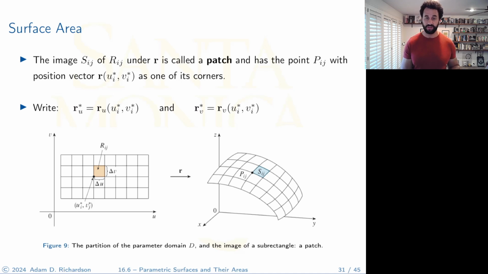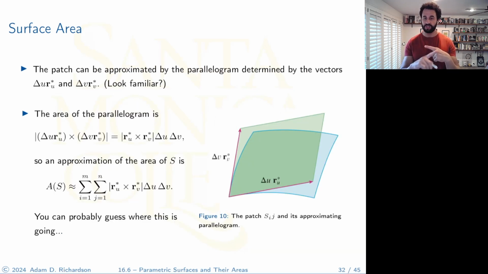Now, this should sound very familiar. Now that we have these two partial derivatives, we can approximate that quilt patch with a parallelogram that is determined by these vectors. Look familiar? This is exactly what we did back in 15.9. So I won't dwell on this part of the construction. If you want to see why this is the case, I encourage you to go back and watch 15.9, where I go through the whole thing and explain everything.